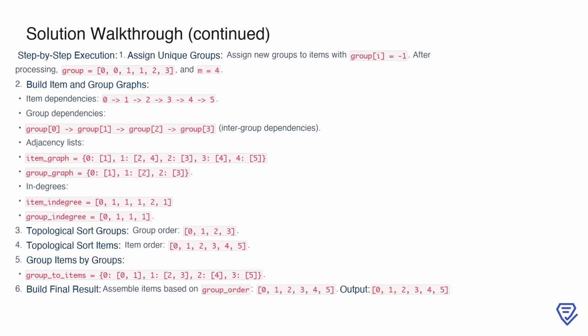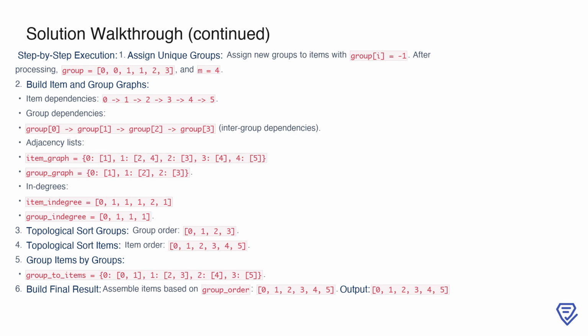In the second example, some items already belong to shared groups, while others are ungrouped. First, we assign unique group IDs to the ungrouped items, updating the group array and increasing the total number of groups to 4. Next, we build the item and group graphs. The item graph is created based on the before items array, showing the dependencies between items. For the group graph, we analyze intergroup dependencies by examining the group relationships implied by their item dependencies. With these graphs constructed, we calculate in-degrees for both items and groups. Afterward, we perform topological sorting on the group graph, resulting in a group order of 0, 1, 2, 3.